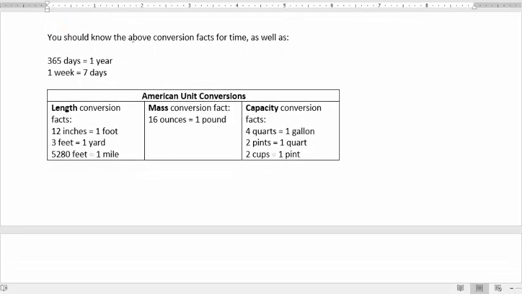So the conversion factors that you should know are going to be all the ones involving time. So all the ones that we did there. In addition, 365 days is 1 year, 1 week is 7 days, and then I give you some that you need to know for length, for mass, and for capacity. And this table in a similar form also appears in our textbook. So you can take a look at the textbook for that also. But these are the conversion factors for the American units that you will need to know.